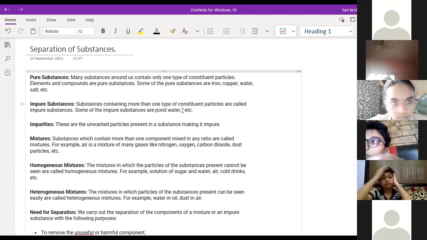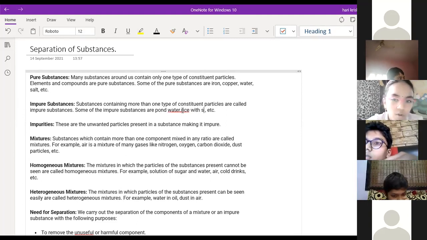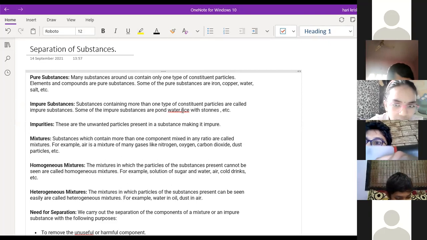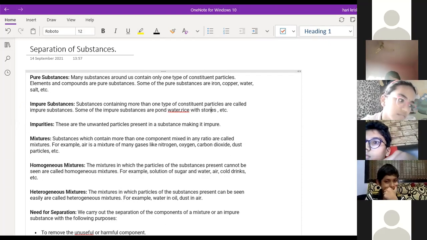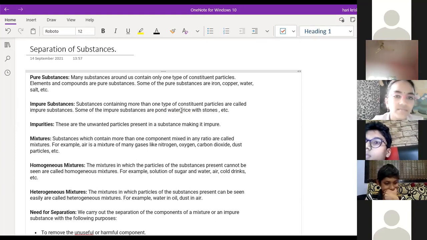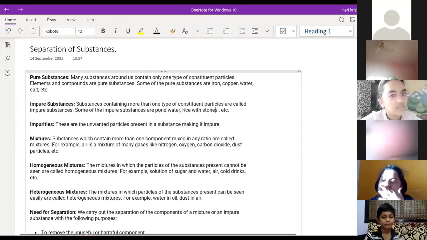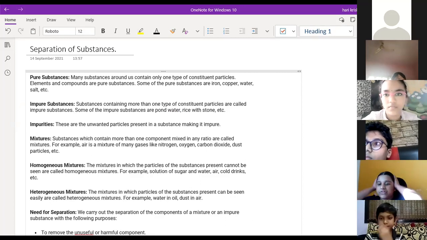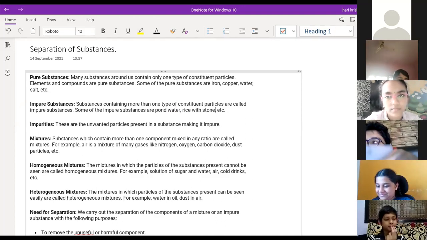Can anyone tell an impure substance example? Rice with stones. Suppose if any stones are there along with the rice, stones are the impure material, which we don't want. Sir, water with dust. Very good. For the rice and the stones, we can separate them by hand picking. Yeah, Siddharth, good evening.